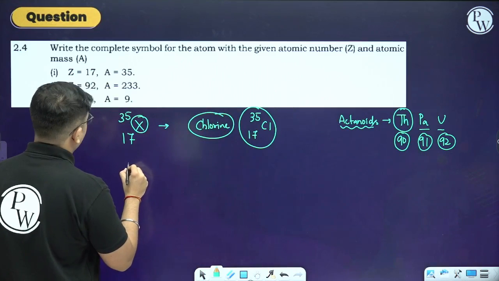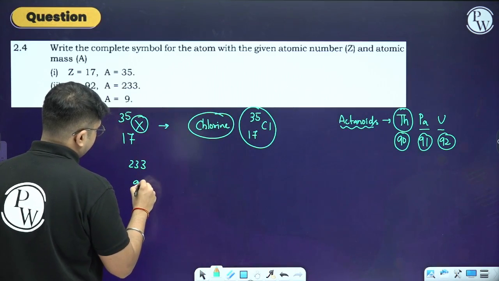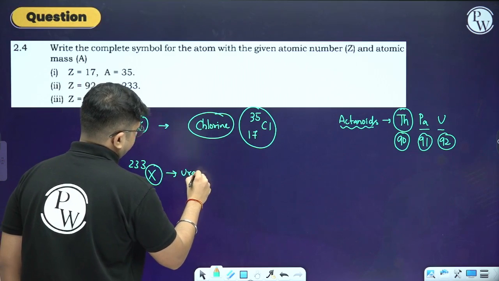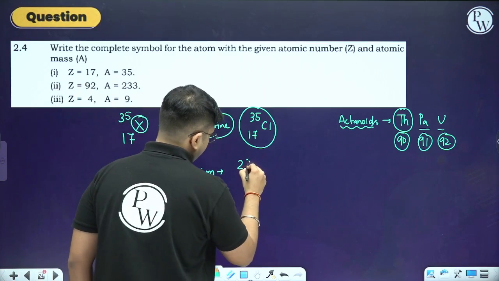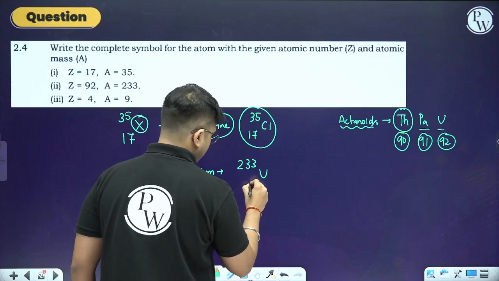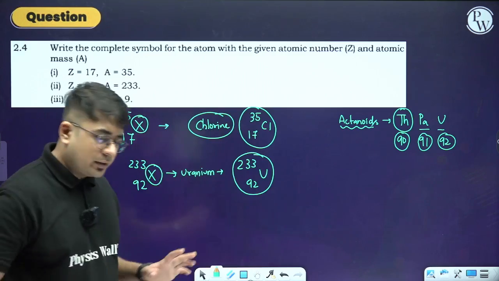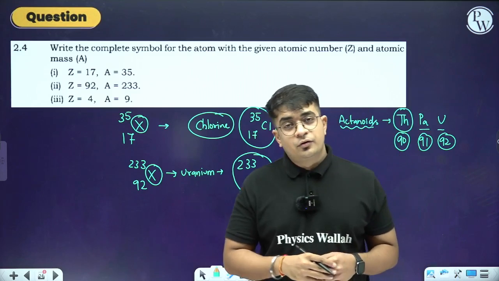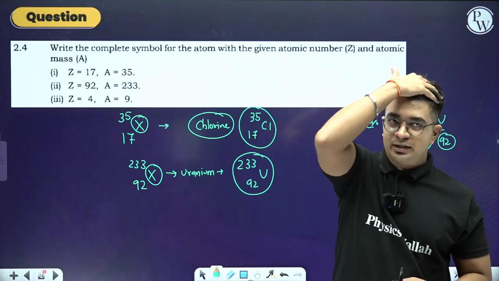We have 233 and 92 X. So here X is basically uranium. So the actual representation is 233 U 92. Don't worry if you are not able to answer this question. You will be able to answer it after knowing about the entire periodic table, which will be discussed in inorganic chemistry, that is, periodic classification.